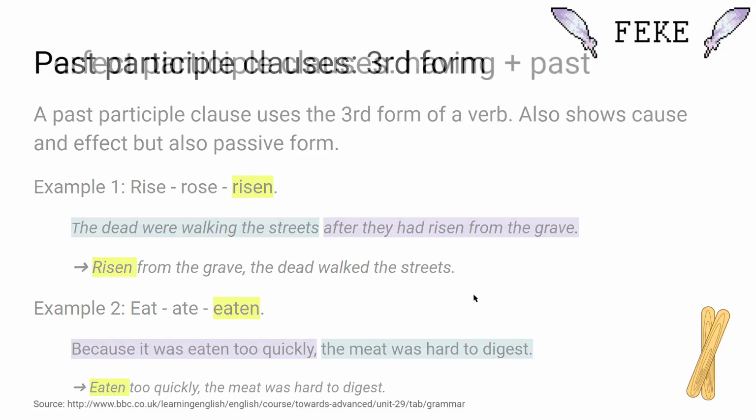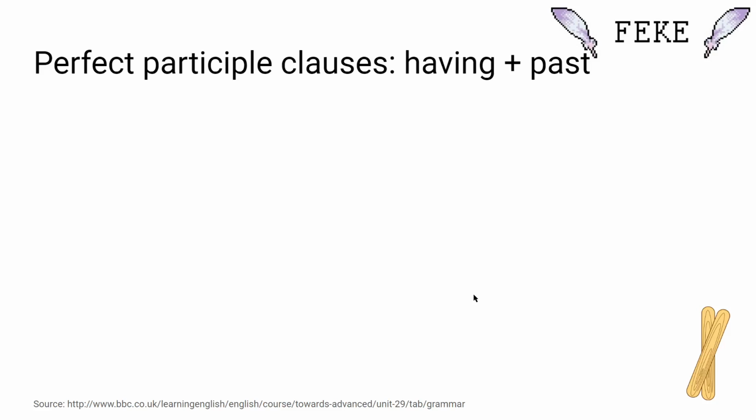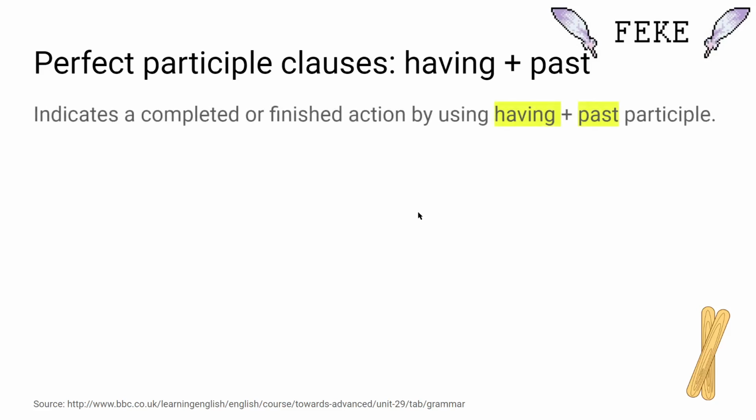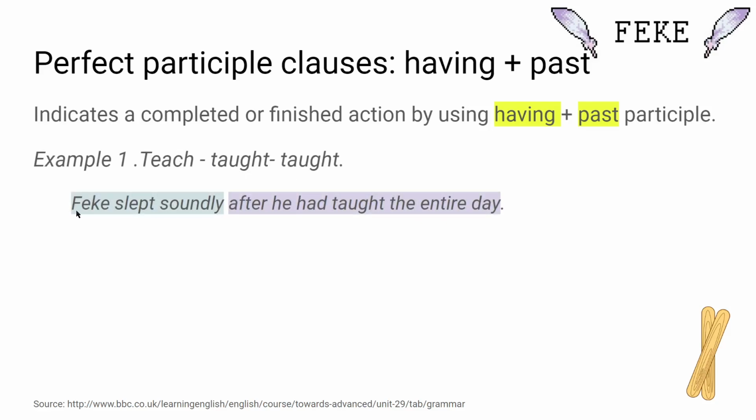The third form is known as the perfect participle clause. And here we include parts that we've studied until now. And we use this generally to indicate whenever an action has been completed. And we use having together with the past participle. Here's an example of teach, taught, taught, with the sentence, Fikke slept soundly after he had taught the entire day.